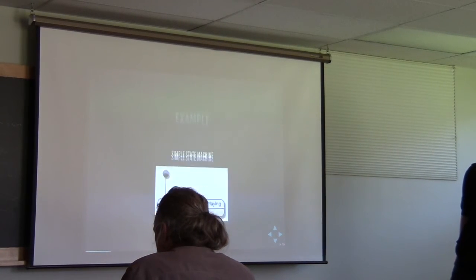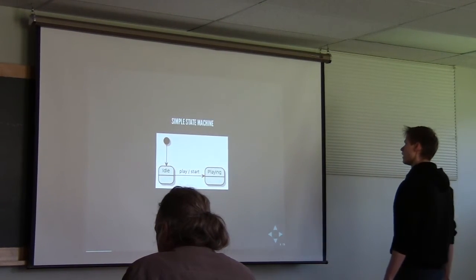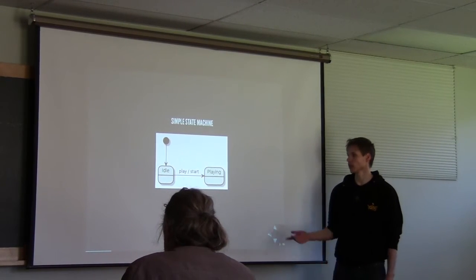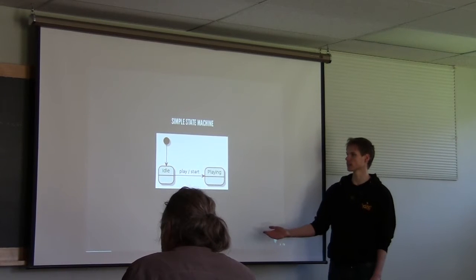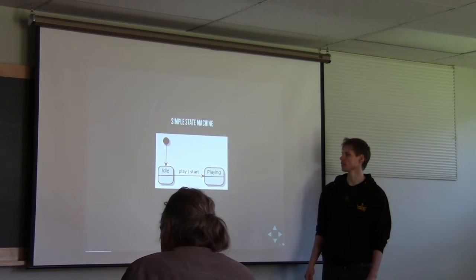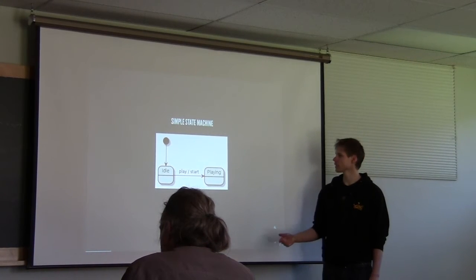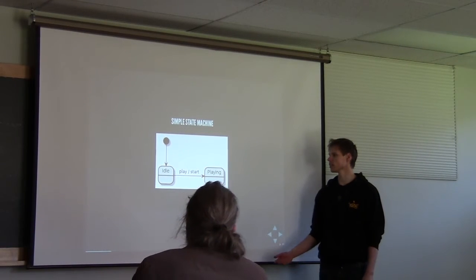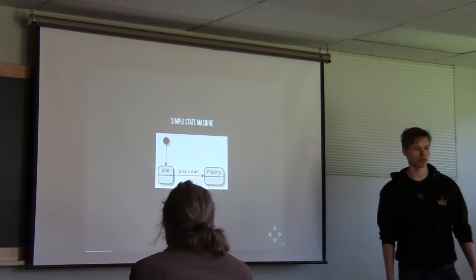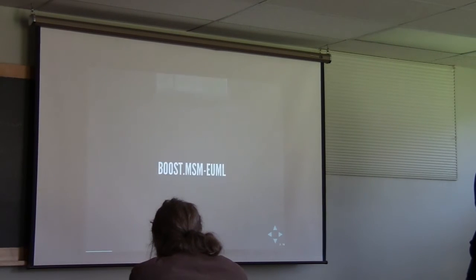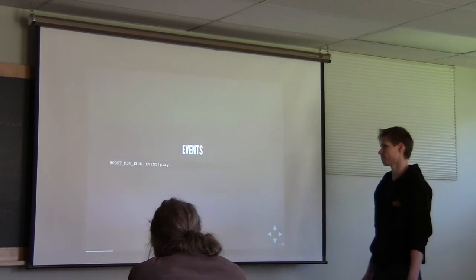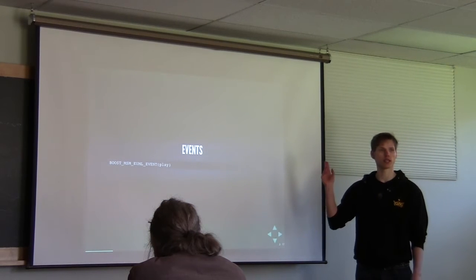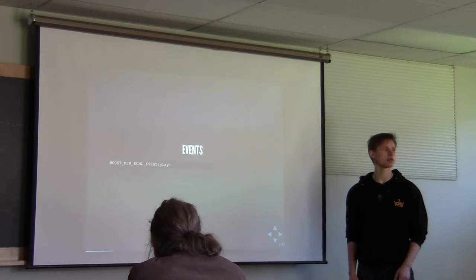So how do we actually do that in all libraries? Let's have a very simple example. We have just two states. When the play event is triggered, we have an action start, and we go to playing. How would we implement that with MSM? Has anyone used MSM or any Boost library?